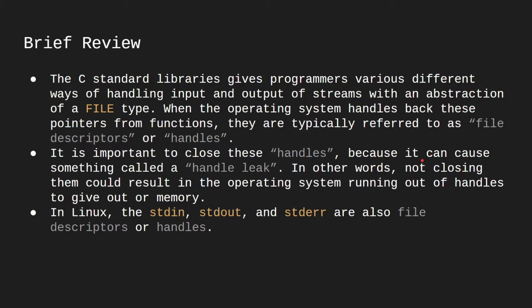So let's do a brief overview of exactly what's going on. The stdio library gives the programmer various ways of handling input and output of streams with an abstraction called a file type, a file descriptor of the C programming language type FILE. Like I was saying prior, these are typically called file descriptors, or in some other operating systems, they may be referred to as handles. It's important to close these handles or file descriptors because they can lead to something called handle leaks. In other words, not closing them could result in the operating system running out of handles to hand out, which would not be good.